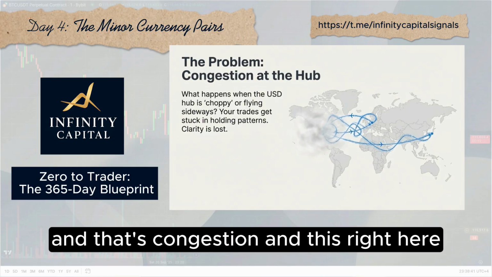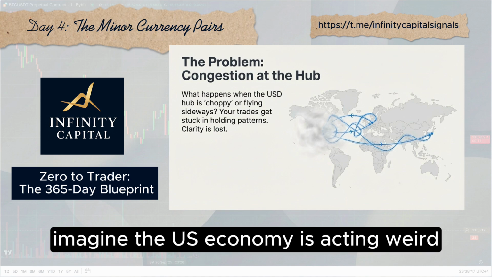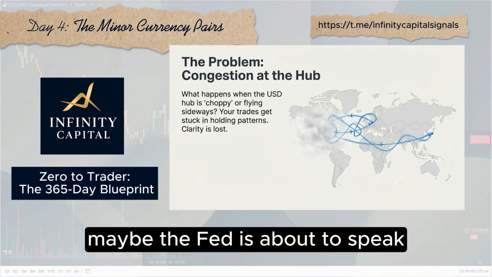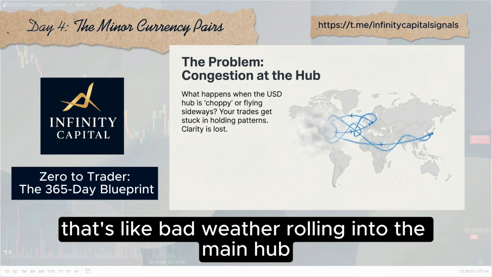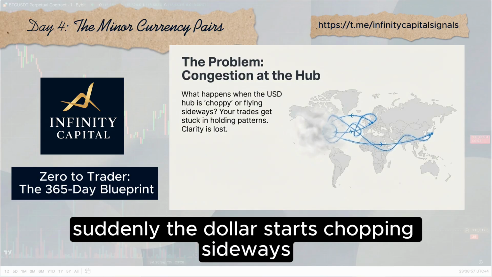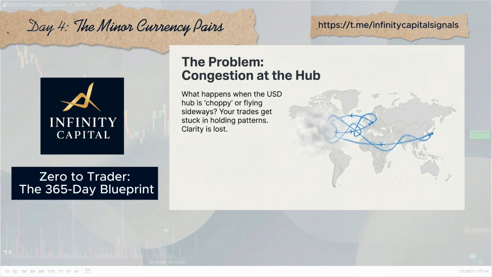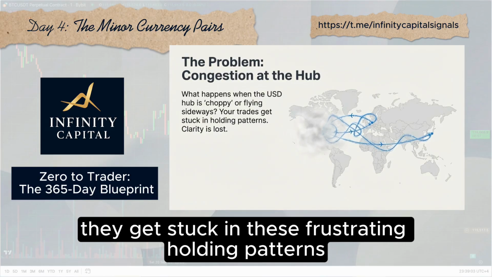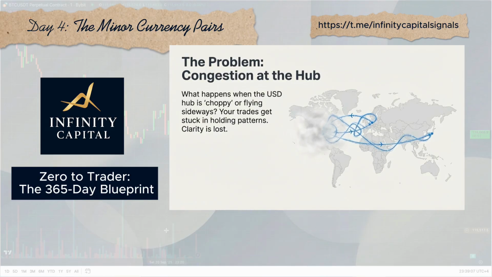But just like any massive airport hub, this setup has one major problem, and that's congestion. And this right here, this is a trader's nightmare. Imagine the US economy is acting weird. Maybe the Fed is about to speak, or some data came in all mixed up. That's like bad weather rolling into the main hub. Suddenly the dollar starts chopping sideways, it loses its direction, and what happens to your trades? They get stuck in these frustrating holding patterns. All the clarity is just gone.